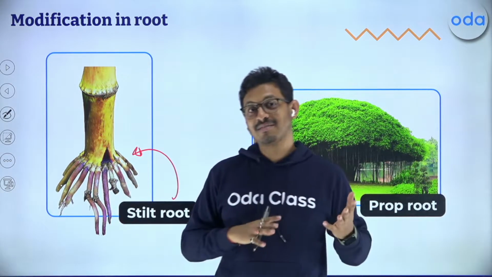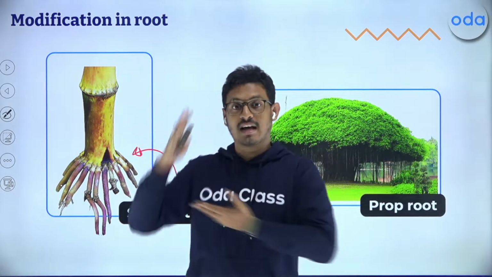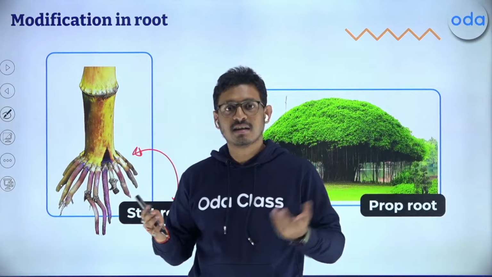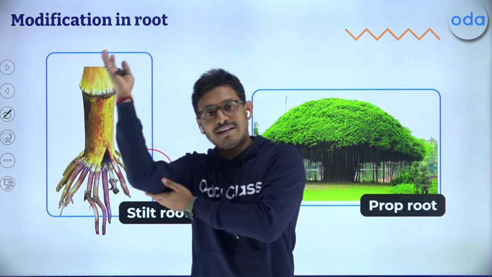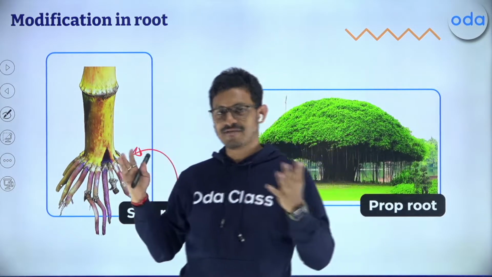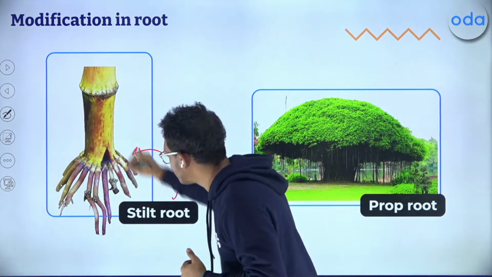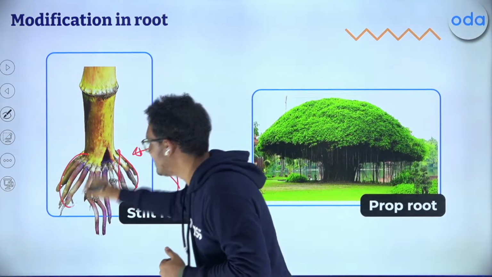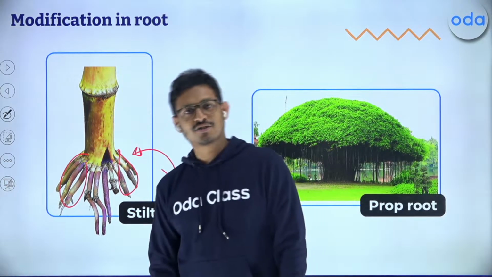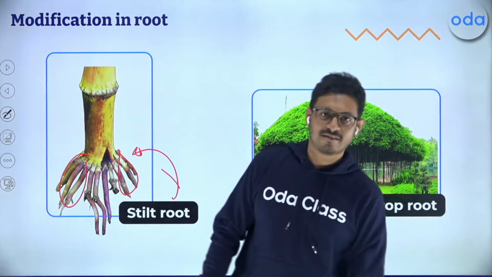Stilt roots can be visible in very tall grass type plants such as sugarcane. Now the plant is so tall that when the wind comes, it will have to fall down. So to support the stem from falling down, these extra roots come out from the side and penetrate into the soil, giving it a strong hold so that it doesn't bend and fall down.